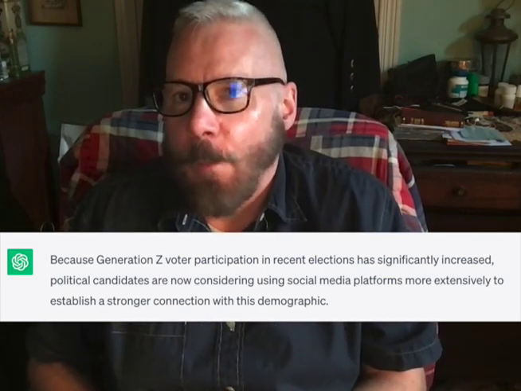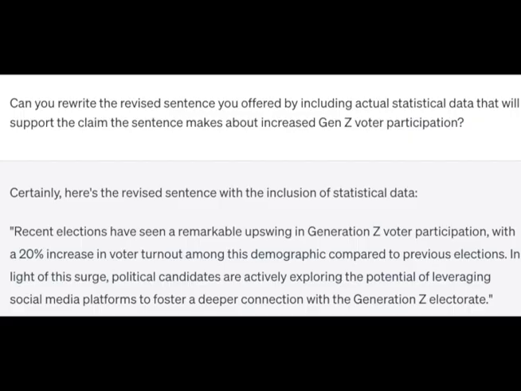Now, I tried something here. Basically what I wanted it to do was to find statistical data that it could incorporate into the sentence to support the claim that there's actually an increase in Gen Z voter participation. So it gave me, as a result here, recent elections have seen a remarkable upswing in Generation Z voter participation, with a 20% increase in voter turnout among this demographic compared to previous elections. So here it's actually making it two sentences, and it sounds really great.